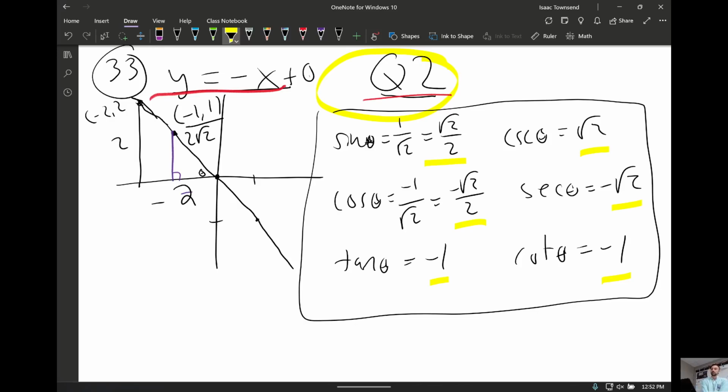Can you just use the special angle superfunction? You can if you realize that that would be exactly in the middle of this quadrant, which is the same as 3 pi over 4. Then yeah, you could. But it's not always going to be that way, so. Yeah. 34. 34? Yeah. Okay.